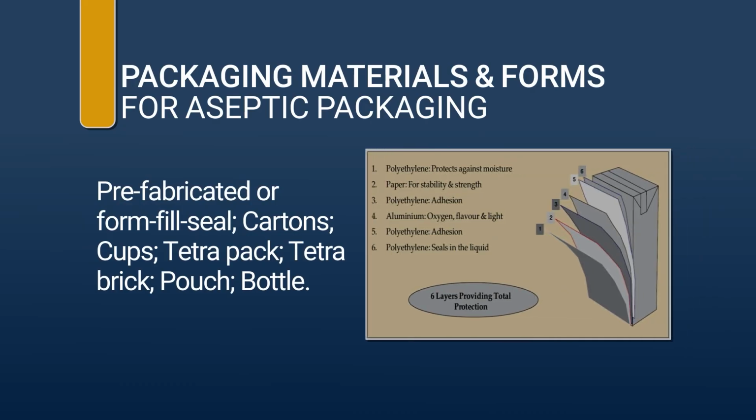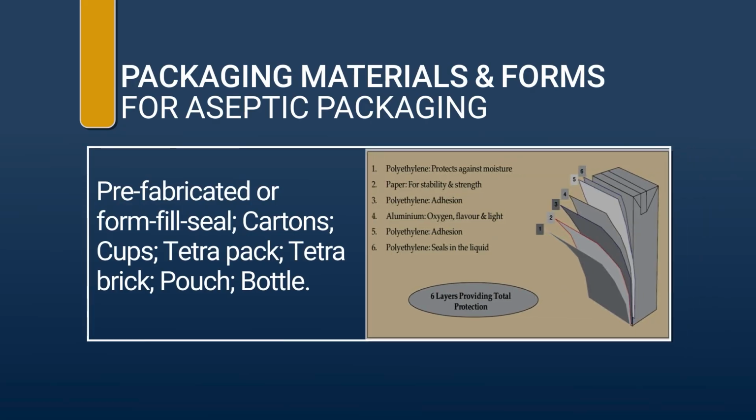Here you can see the packaging material which is used for aseptic packaging. This is an example of a Tetra Pak. The packaging material normally uses different layers. Here you can see the 6 different layers. The outermost layer is made of polyethylene, which protects the product from moisture. The second layer is the paperboard, which gives mechanical strength to the packaging material. Then the next layer is polyethylene, which acts as a binding or adhesive layer. Then comes the aluminum foil layer, which prevents the transmission of oxygen, flavor or light. Then the next layer is polyethylene that again acts as an adhesive layer, and the final layer is also polyethylene which seals in the liquid. So these are the layers of the aseptic packaging.